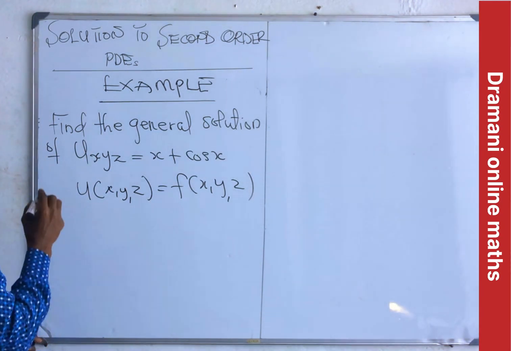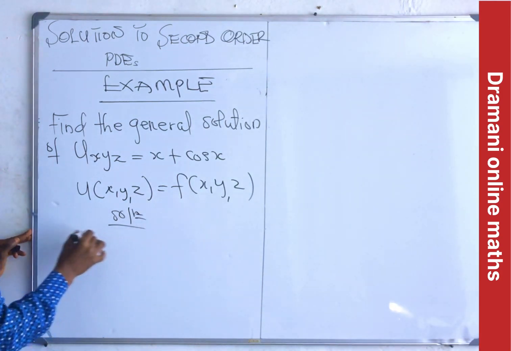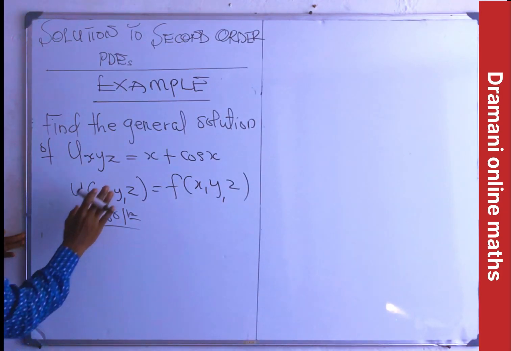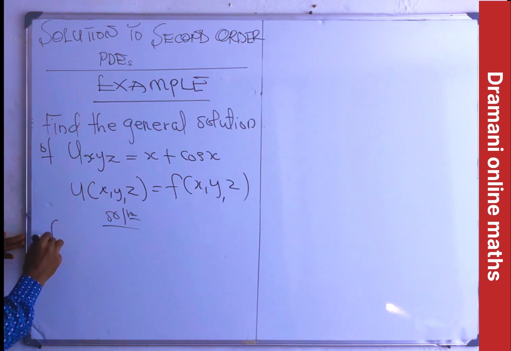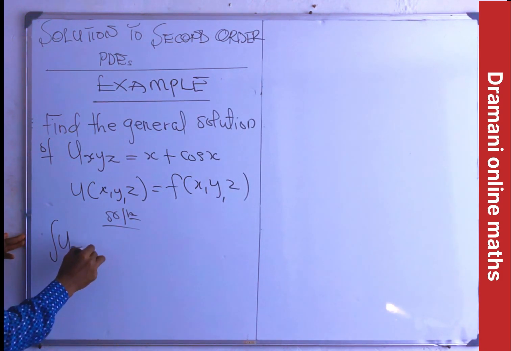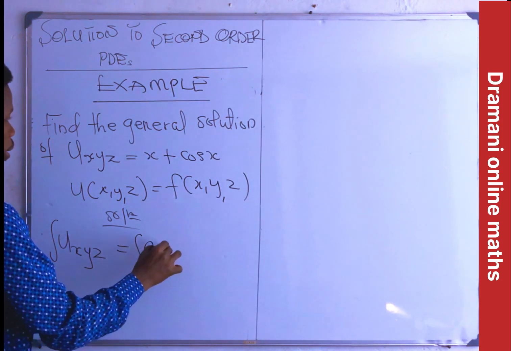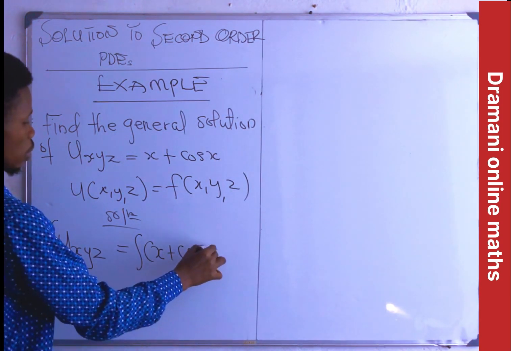So the first thing that we are going to do is integrate this. So I have the integral of uxyz equals the integral of x plus cos x.